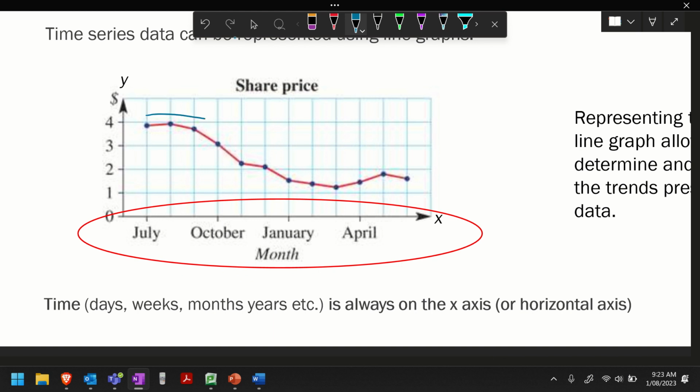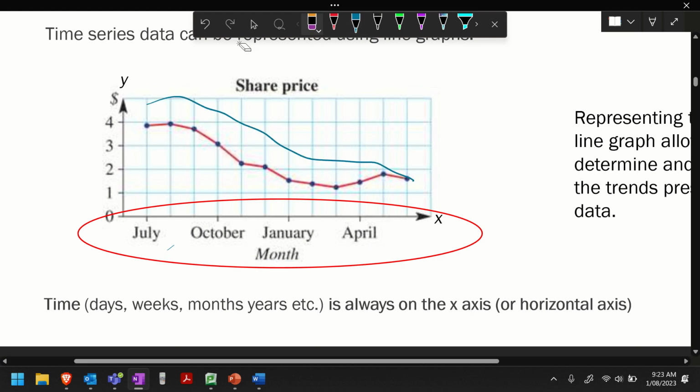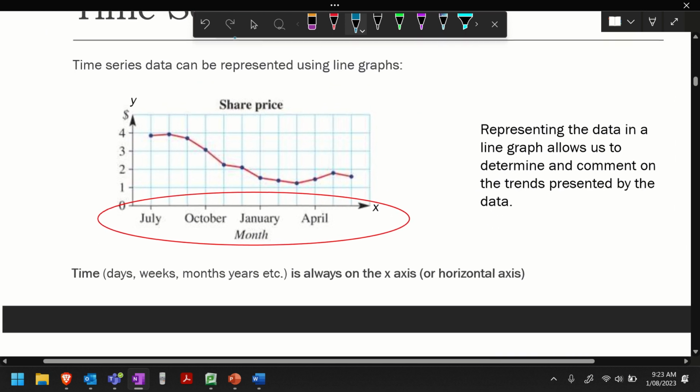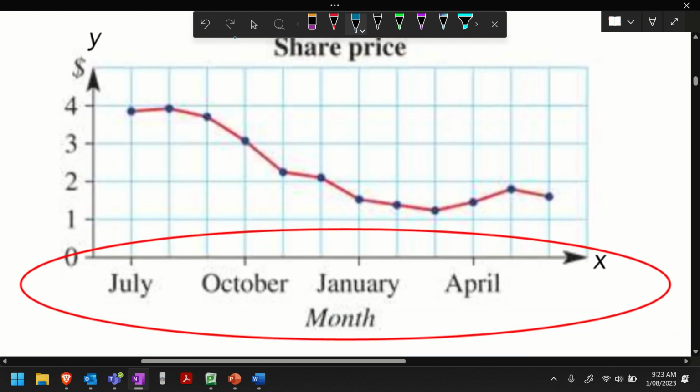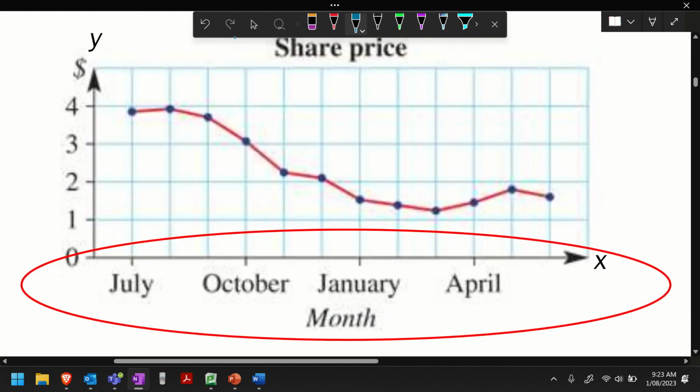So as time goes by, so as the months go by, you can see that the graph has a decreasing trend. So that's something that we'll talk about later on. But generally speaking, when you look at a graph, the idea of it is you should be able to tell what direction it's going and what you think the future might hold, or what the future numbers could be.